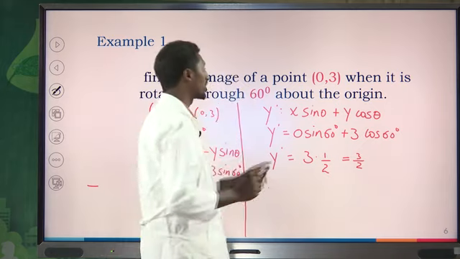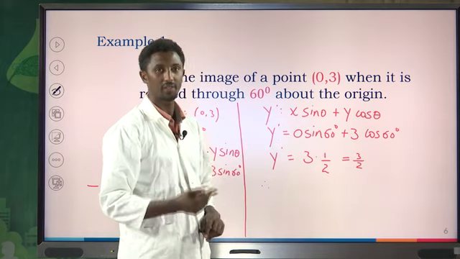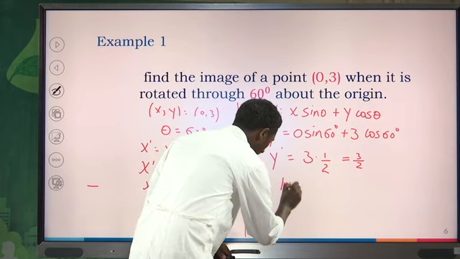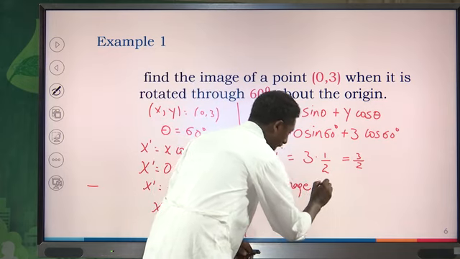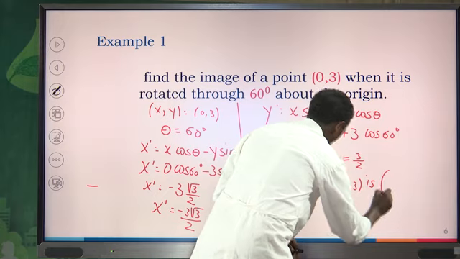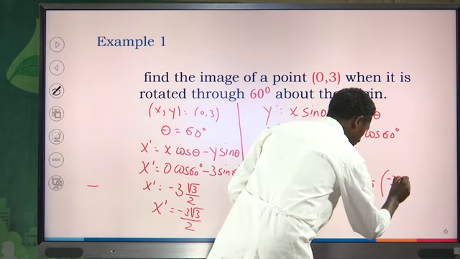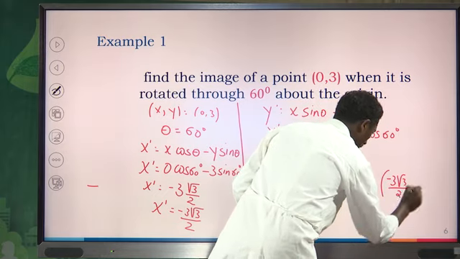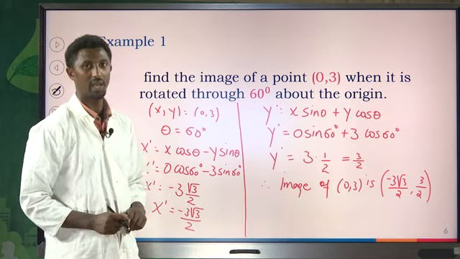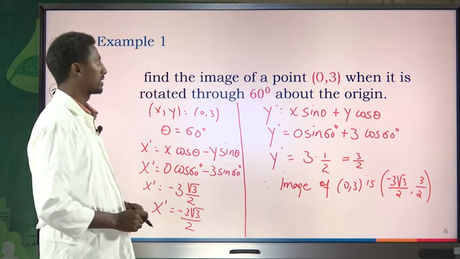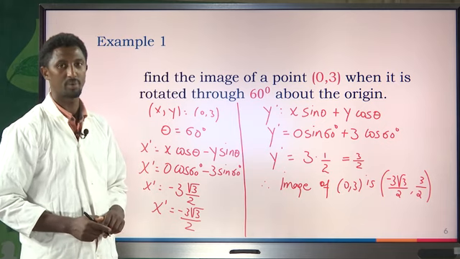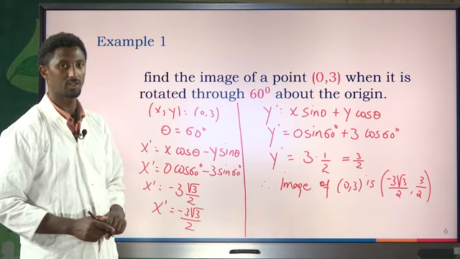Therefore, the image of the point (0, 3) after it is rotated through 60 degrees about the origin is (minus 3 times the square root of 3 over 2, 3 over 2). So we can find the image of any point in this way when it is rotated through an angle theta about the origin. About the origin implies when the center of rotation is the origin.